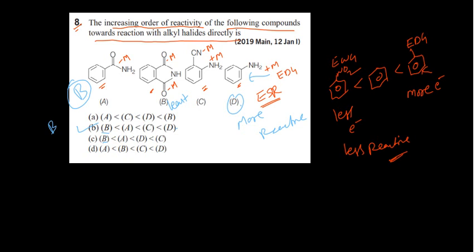Right? Is it clear? If electron density is more, obviously the electrophile will attack easily. The electrophile needs electron density. Where will it attack? Wherever electron density is more, it will attack. So in this benzene ring, electron density is more. That's why the electrophile first attacks the aniline.